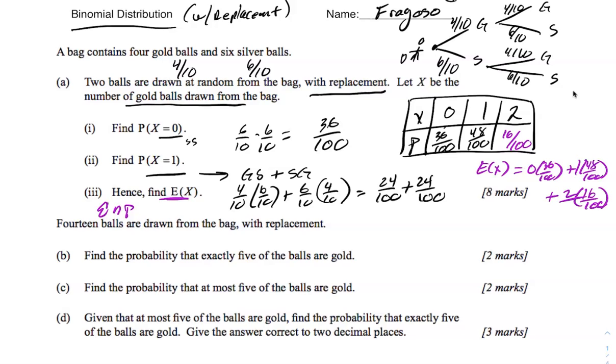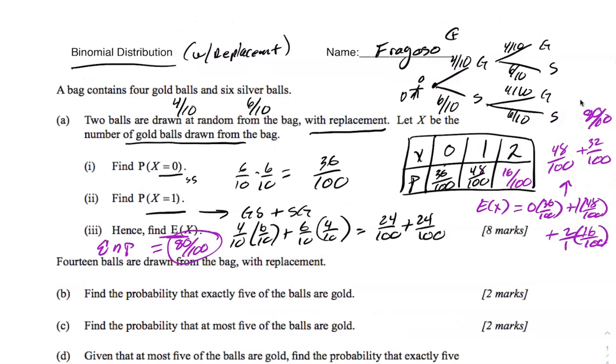Sorry for the small space. This is straight from an old IB question, so that's why they expect you to do this on a separate piece of paper. So this one didn't get that much space. You get 48 out of 100, plus 2 times 16, which is 32 out of 100. So it gets to 80 out of 100. So the expected value is about 8 out of 10.